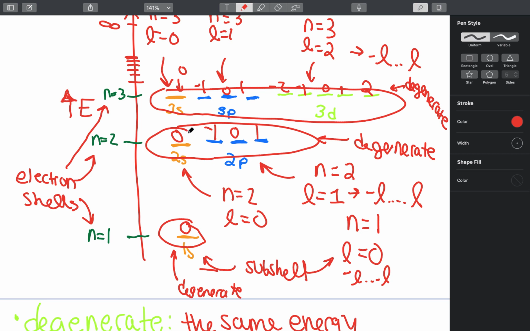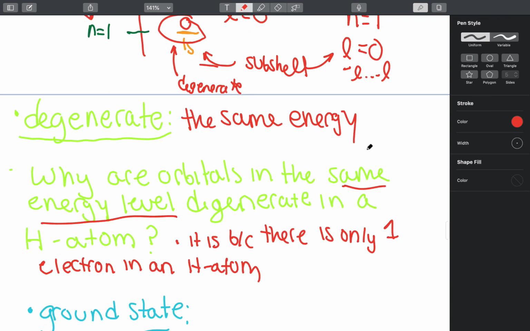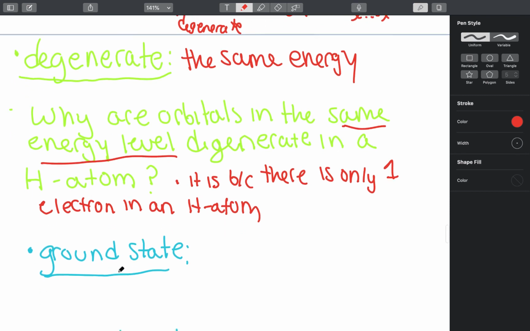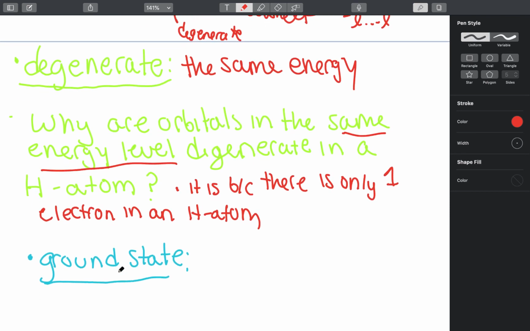That's why the subshells within a particular energy level are degenerate, because there is no electron repulsion in order to increase that energy. We're going to talk more about this when we apply these ideas to multi-electron atoms. So this is going to make more sense when we go into that. But the important thing to note for this video is that orbitals within the same energy level are degenerate, and that is in an H atom. And that is because there is only one electron in an H atom. And this is true for any one electron species.